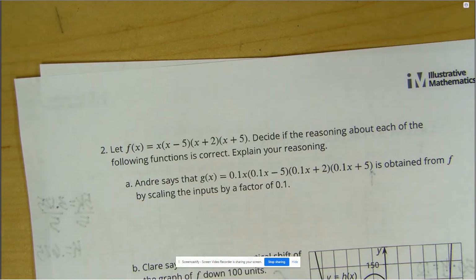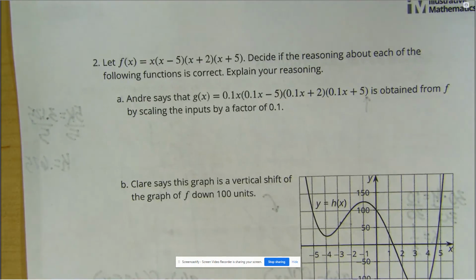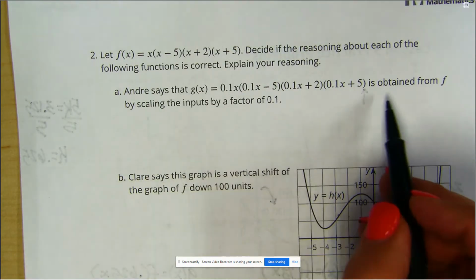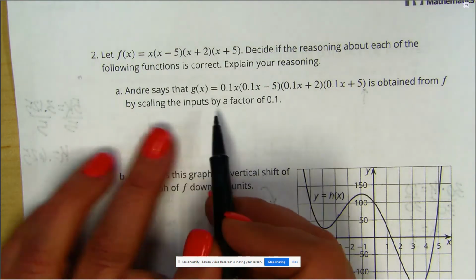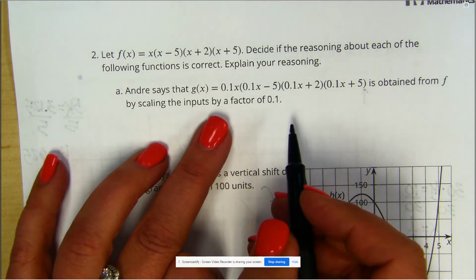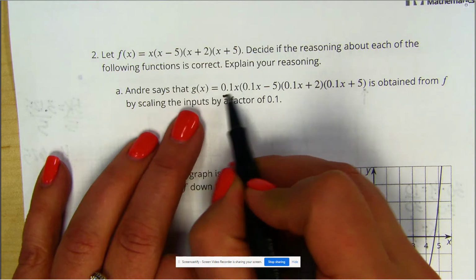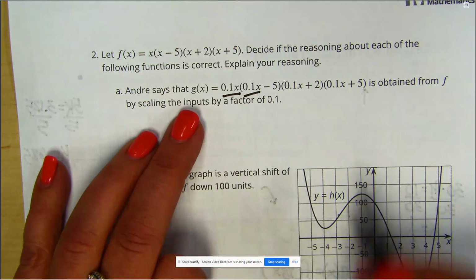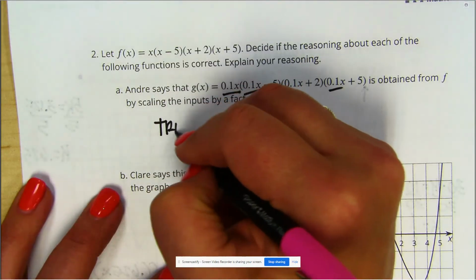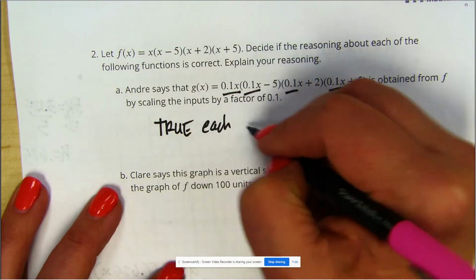Number 2, let f of x equal x times x minus 5 times x plus 2 times x plus 5. Decide if the reasoning about each of these following functions is correct. Andre says that g of x is obtained from f by scaling the inputs by a factor of 0.1. Scaling the inputs would mean multiplying every x by 0.1. Each one got multiplied by 0.1. True. Each input was multiplied by 0.1.